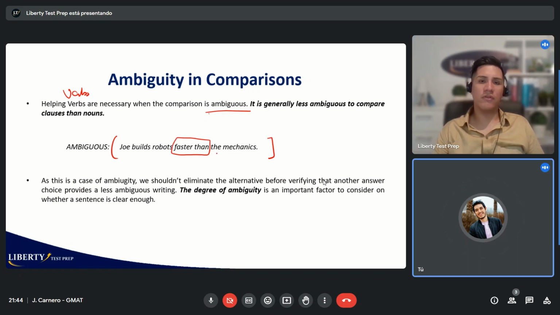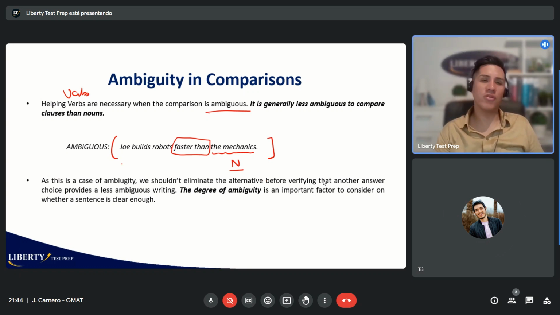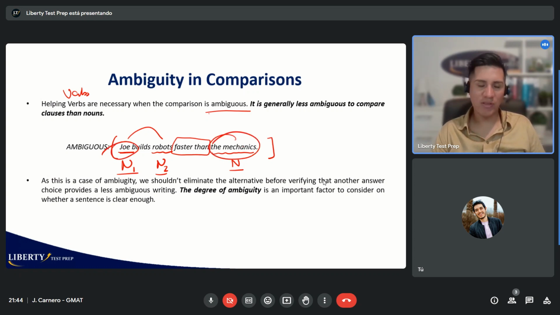On the right, we have a noun. We might want to make it parallel to Joe, right? Joe versus the mechanics. But what happens in the middle? You have another noun. So you have two nouns on the left. Whenever you have more than one noun on the left, what do you want to compare here? Mechanics with Joe, I think, right? That's the most reasonable thing. But if you have something in the middle, another noun, then it is automatically ambiguous. If it is ambiguous, then you need to have a verb here like do or build, something like that. You need to have a verb.